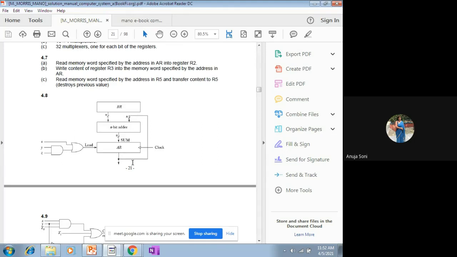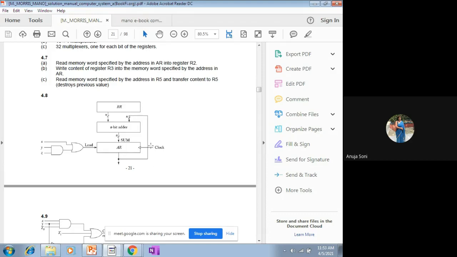So from AR again, this arrow you need to mark in the direction of the adder. So n bits are coming to the adder. This is a circuit to facilitate the addition of two numbers. One number is coming from AR, all n bits, and from BR also n bits are coming, and this adder will add these two numbers. Ultimately, the result known as sum will come out of it, and it will be stored back to AR.